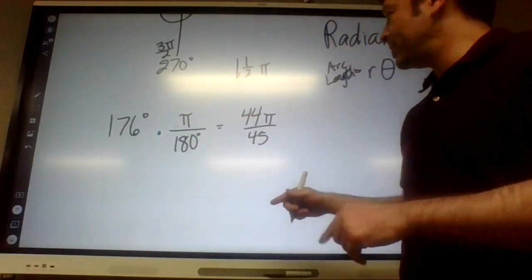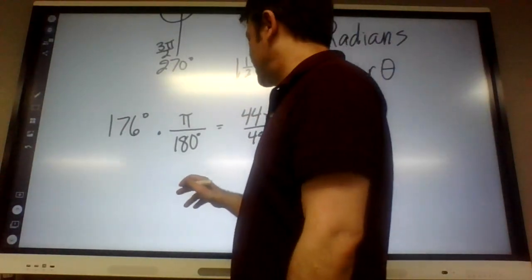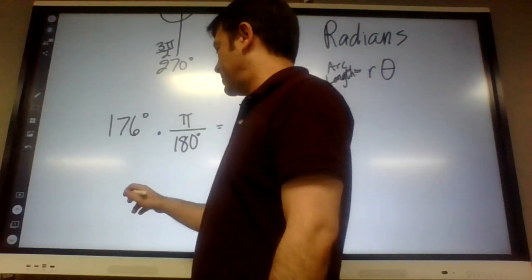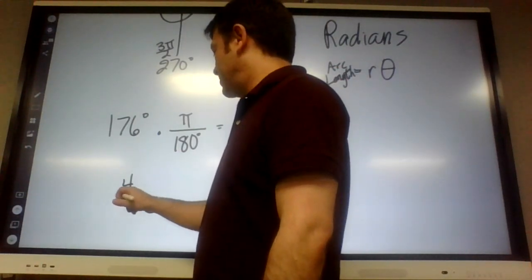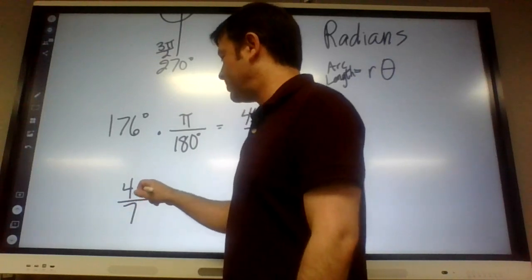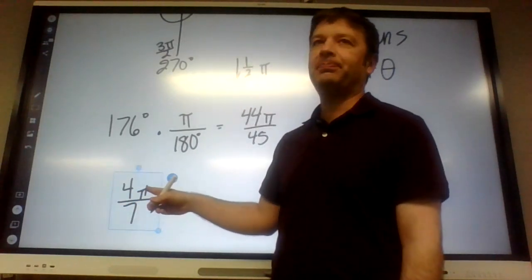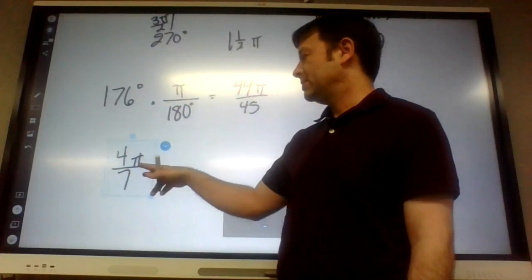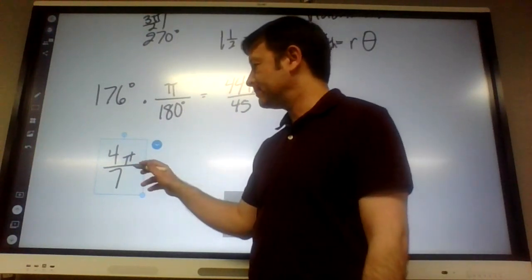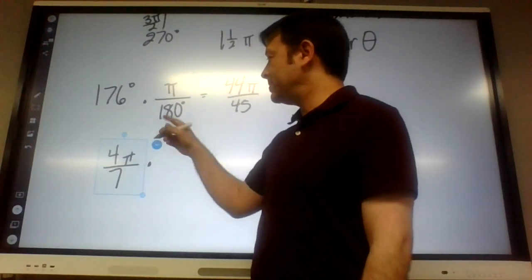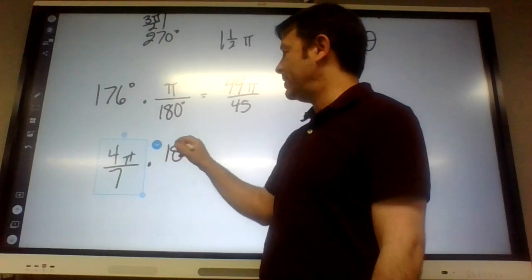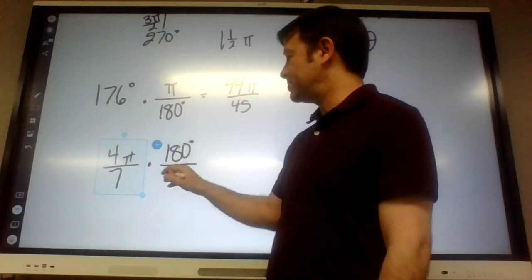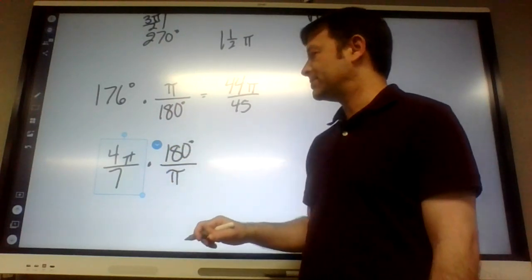Okay, but what if we want to go the other way, from radians to degrees? Let me think of a random radians thing. So this would be a radians measurement. You can tell because there's a pi on it usually, although not always. Basically use the same multiplier. You want to multiply in the degrees, but you divide out the radians.